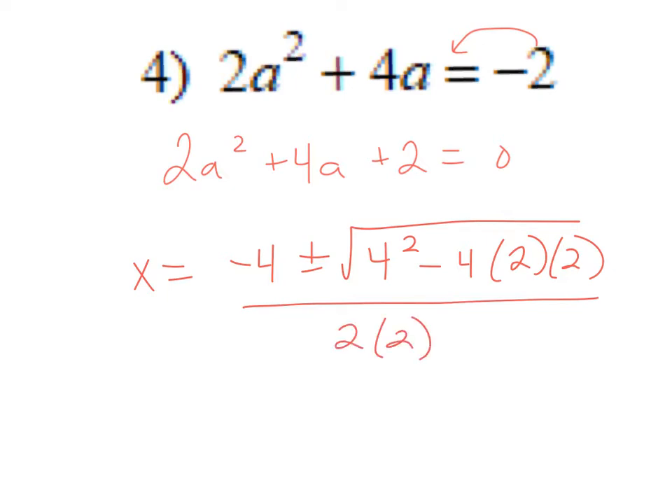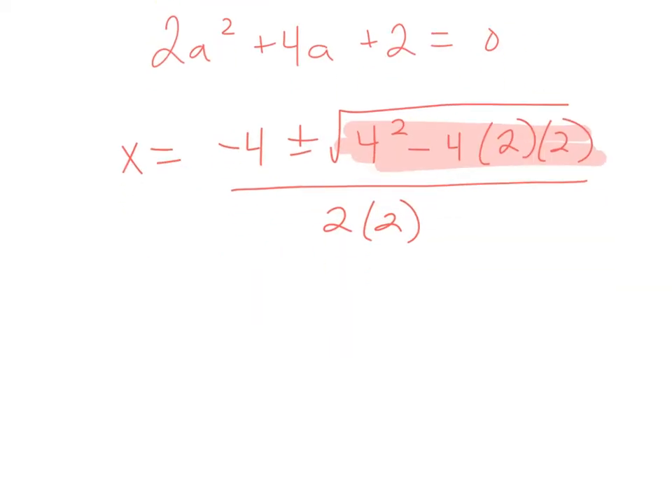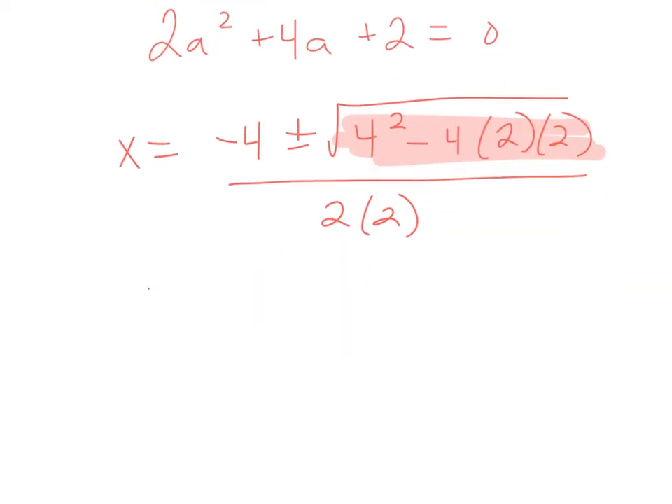All right, so now I'm going to do 4 squared minus 4 times 2 times 2. Okay, so again, I'm just doing the inside right here. So I went ahead and just typed this in my calculator. Now, when I type that in my calculator, I end up with a 0. So I've got -4 plus or minus the square root of 0 divided by 4.